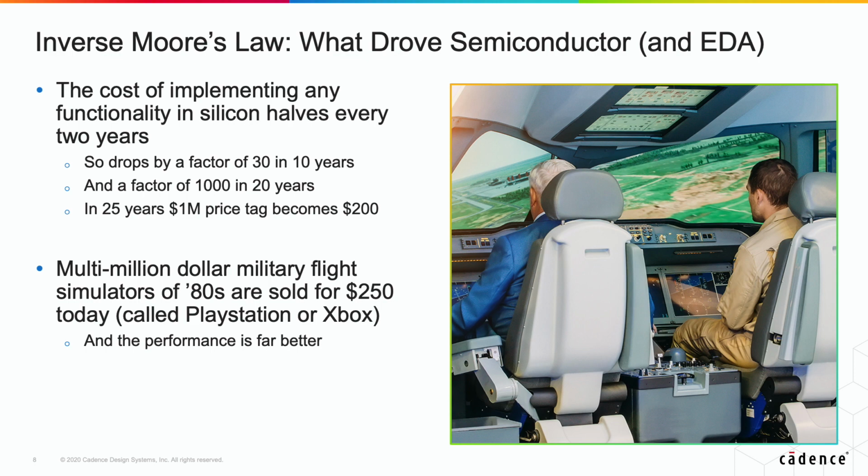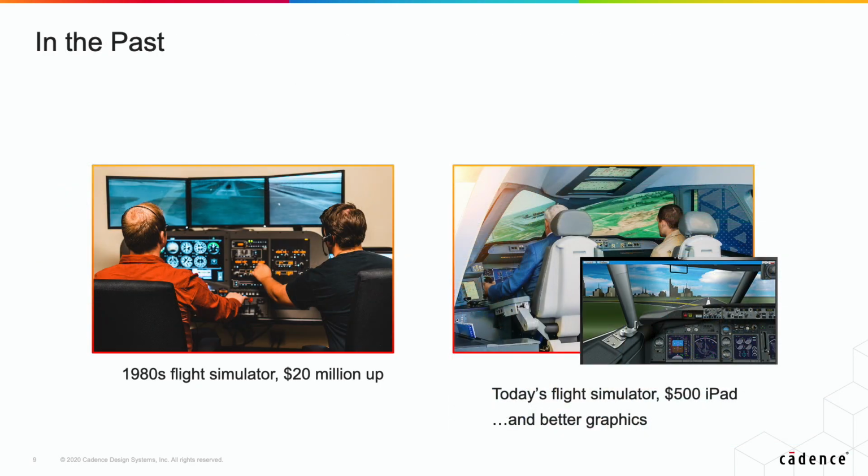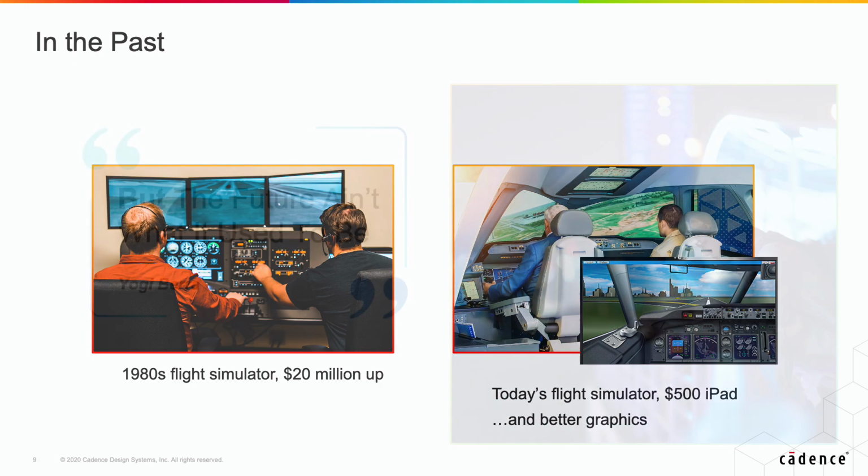And you see that if you look at something like a flight simulator. It used to cost maybe $10 million in the 80s. Now you can buy an Xbox for a few $100s, and it has better graphics than that. And in fact, you can just run it on your iPad or even on your phone. And so a flight simulator that used to cost $20 million now has better graphics on a $500 iPad. And of course, the iPad costs a few $100.